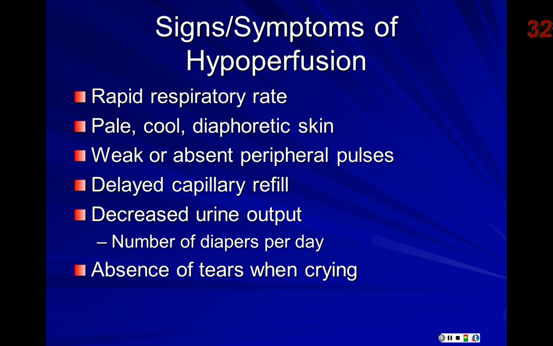All right, signs and symptoms of hypoperfusion: rapid respiratory rate, pale, cool, diaphoretic skin, weak or absent peripheral pulses, delayed cap refill. Kind of all the same stuff we look for in adults. Decreased urinary output. I always say, how many wet diapers do they have? If the baby's crying and not making tears, I'm concerned. If they have a sunken fontanelle, concerned. Okay?